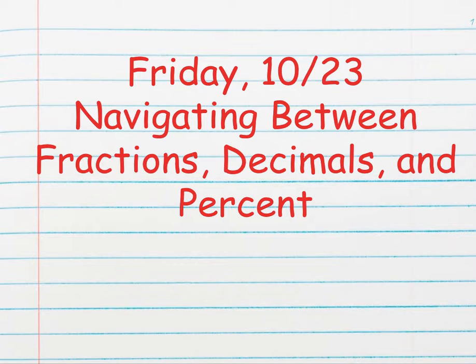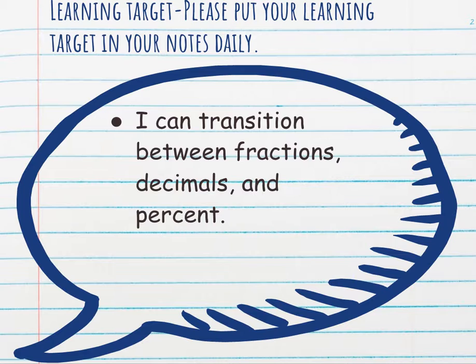Navigation between fractions, decimals, and percent. The problems we've been going over this week, sometimes you won't be given a percent. Sometimes you may be given a fraction. Sometimes you may be given a decimal, and you need to be able to seamlessly transition between those. Your learning target for today is: I can transition between fractions, decimals, and percent.